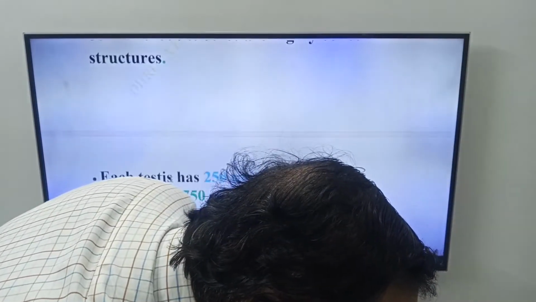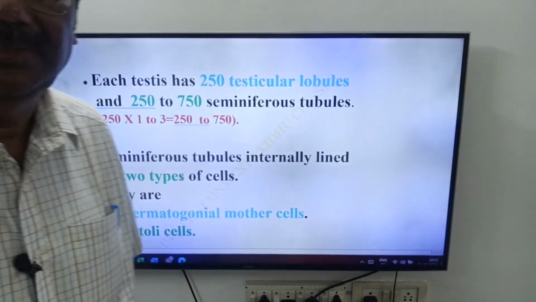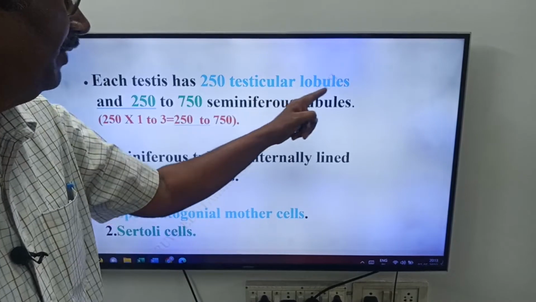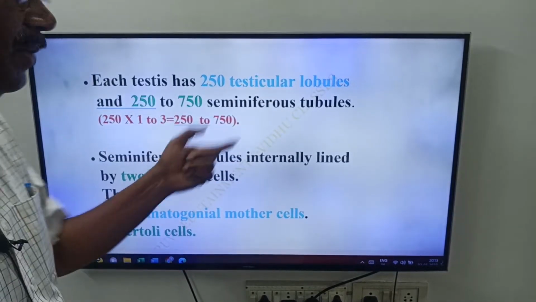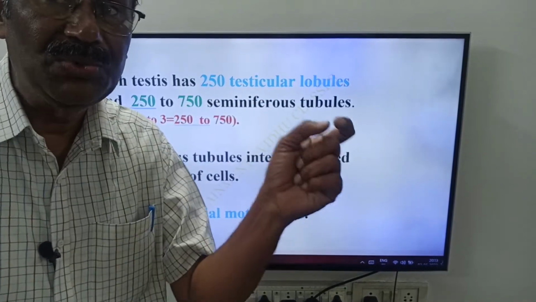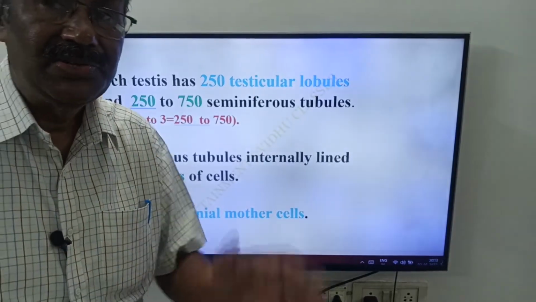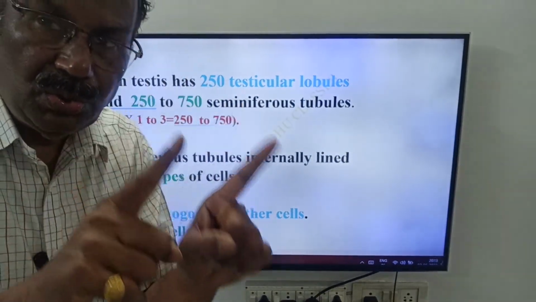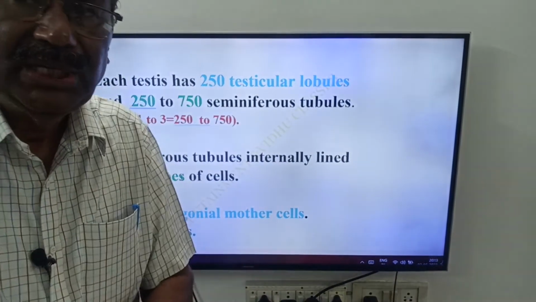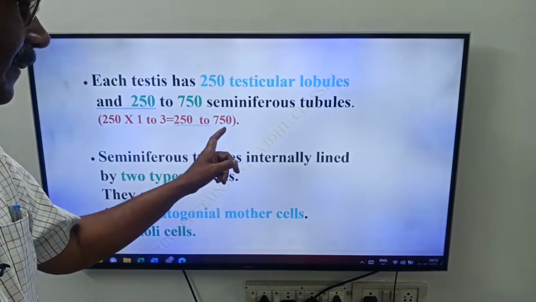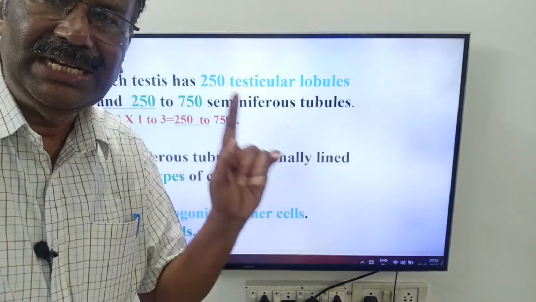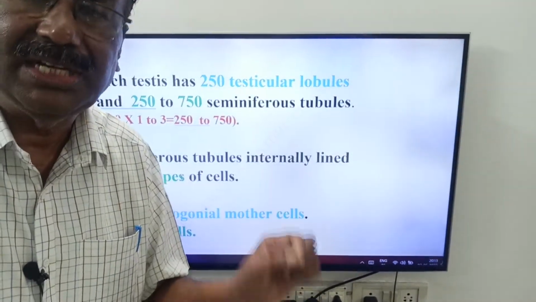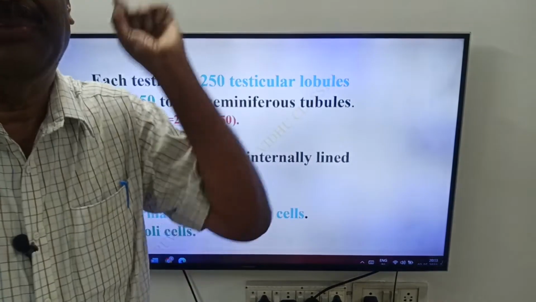Okay friends, now see friends, this is a very, very important question. Each testis has how many testicular lobes? 250 testicular lobes. And how many seminiferous tubules? 250 to 750. Each testicular lobe has 1 to 3 seminiferous tubules. So 250 into 1 means 250, and 250 into 3 means 750. So the number of testicular lobes in each testis is 250, and the number of seminiferous tubules in each testis is 250 to 750.